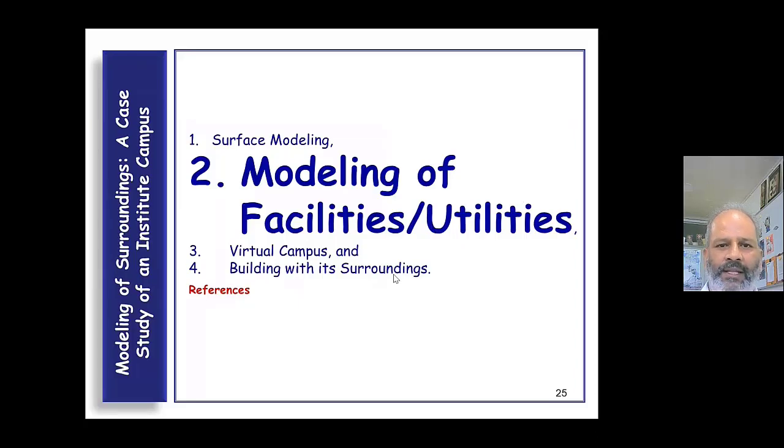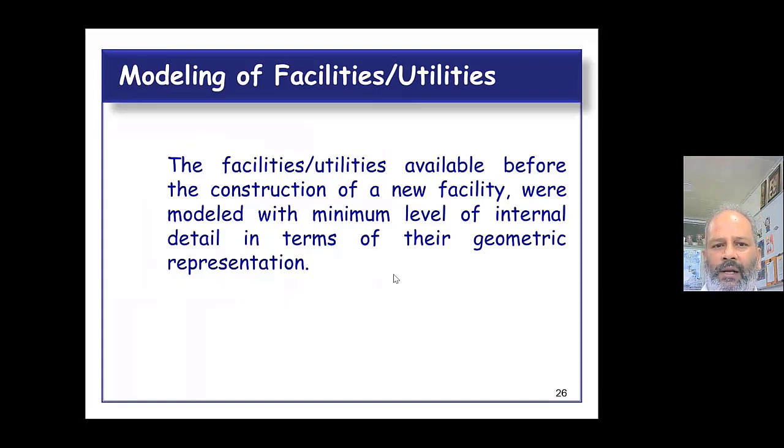Now the second thing is the modeling of existing facilities or utilities which lie on the surface or below the surface. So first thing, generally in GIS, which we use in planning, we try to model facilities with minimum degree of detail. If we take the example of BIM or CAD, with BIM or CAD we model facilities which actually do not exist, and we give as much detail as possible so that from the detail we are in a position to construct those facilities or utilities.